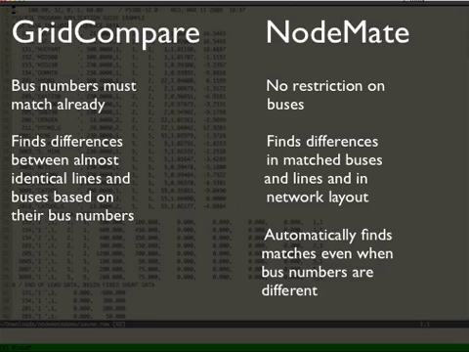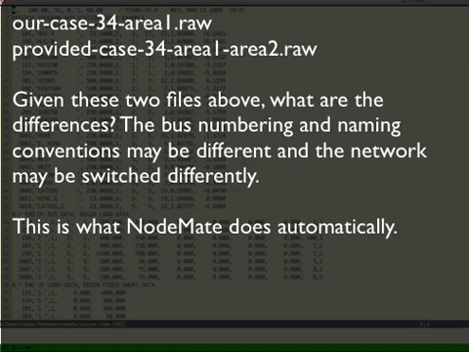Whereas this software is more interested in what the differences are between the two files, even though the bus numbers may be different and the bus names could be different as well. So it has a more advanced matching algorithm inside, which can determine differences even based on the network layout alone. It uses some advanced graphing algorithms to determine those matches.